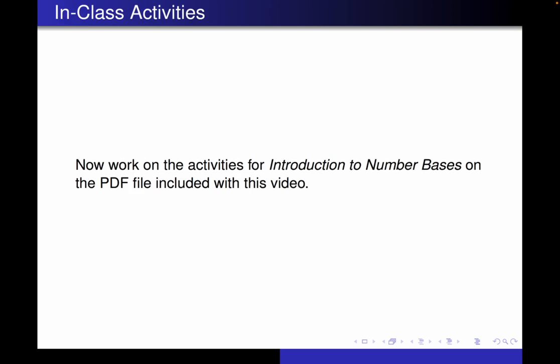So that gives you an idea of maybe how to do the activities. The name of the file is Introduction to Number Bases, and see if you can do those problems.